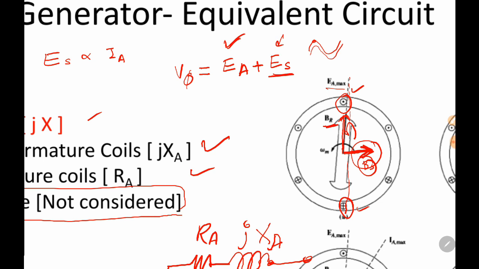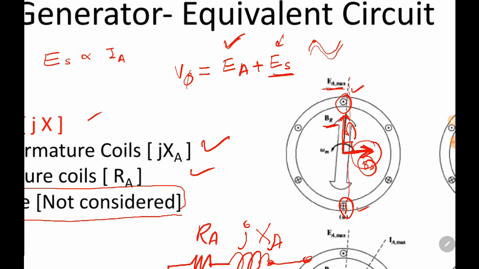And one more thing that we know is that it is lagging the rotor magnetic field. So it means the voltage that will be induced will be lagging EA as well.